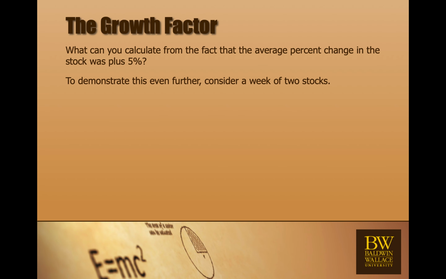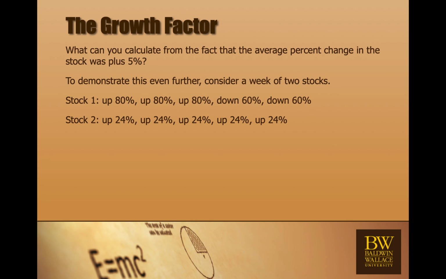Now let's consider a week of two stocks to really try to hammer this point home. Stock 1 goes up 80, up 80, up 80, down 60, down 60. If you add up those percentages, you get plus 120. Dividing by 5 gives you plus 24%. Stock 1 goes up 24% each day on the average for 5 days. Stock 2 also goes up 24% on the average each day for 5 days. They have the same average.